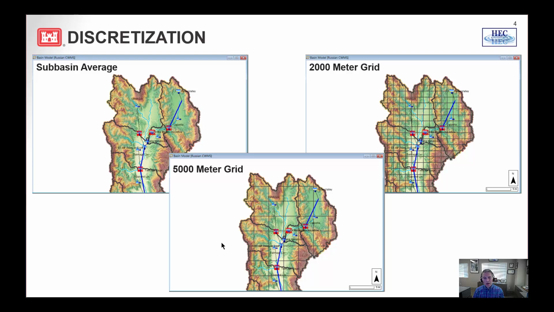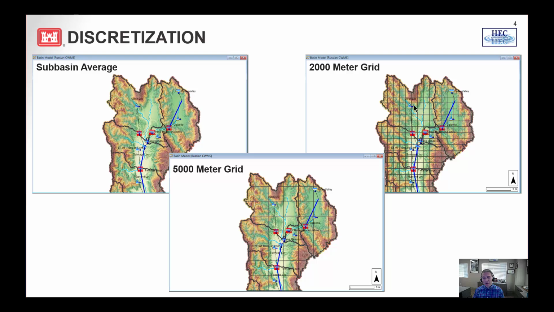Most SWMS models are going to use some kind of smaller grid scale discretization. And you can see the figures on this slide. We have 2,000 meter discretization for this basin, and then a 5,000 meter grid discretization. With this gridded discretization, gridded precipitation is being applied to the model, and your loss computations are being performed at each of these grid cells. And then for the transform, most models are using the Mod-Clark transform, where that unit hydrograph is being applied on a distributed basis across each of these subbasins.